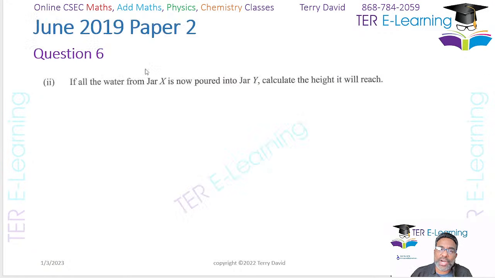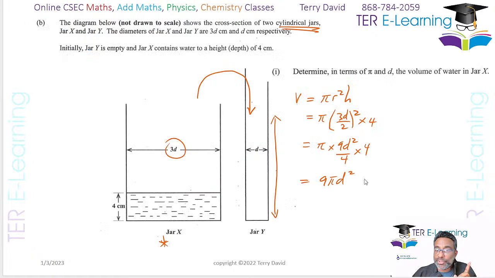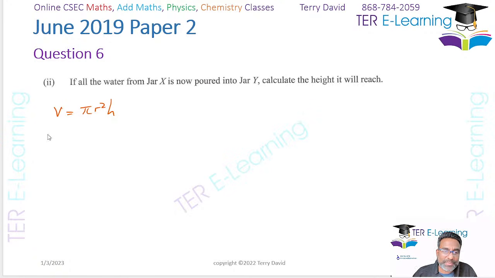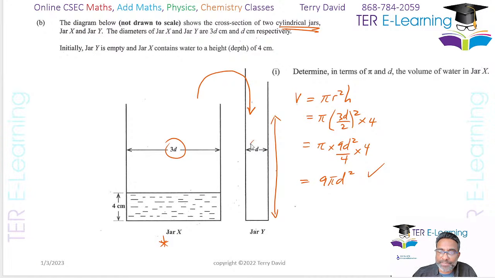Now, let's look at jar Y. Again, we're going to be using the same formula. Y is equal to pi r squared H, right? But the thing is, you're pouring all the liquid from the first container, right? So you know what the volume was. That was the volume, 9 pi d squared. So this here is going to be 9 pi d squared is equal to pi multiplied by the radius of jar Y, which in this case here, you have to divide this by 2. So it's d over 2.